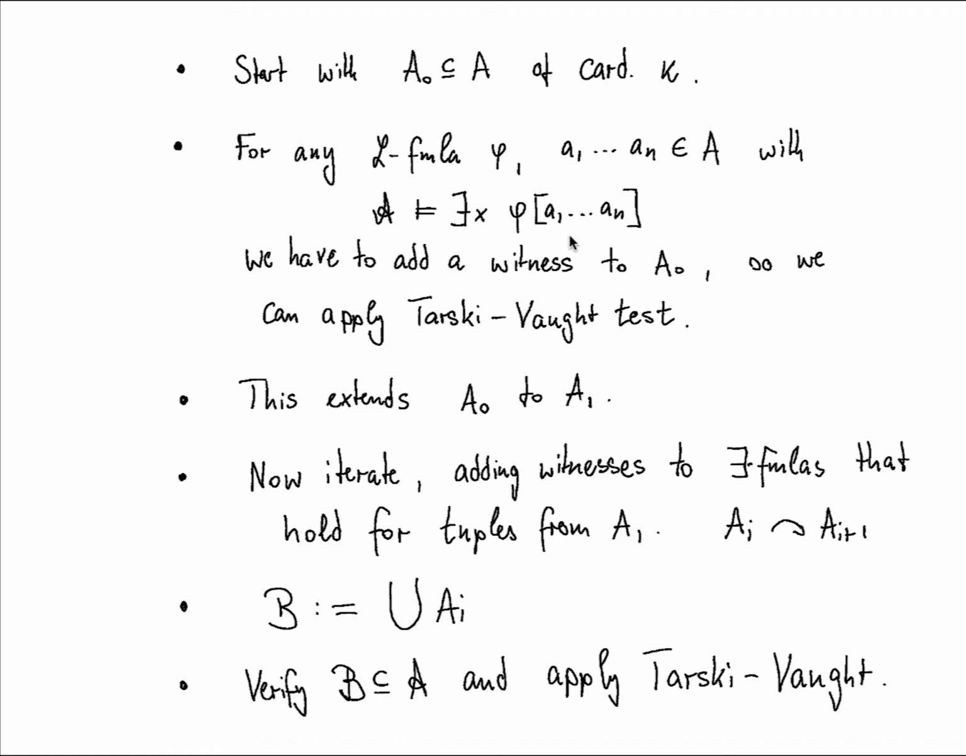That of course adds new elements, for which we can find new formulas of this form, which we can plug into formulas again. So we need to add, again, witnesses to existential formulas that hold for tuples from A1. So we iterate, extending A1 to A2 by adding Tarski-Vaught witnesses, and in general from Ai to Ai+1. We throw all of these together into one big universe B, and we have to verify that this B is not only a subset of the universe of A, but actually a substructure. Then we apply the Tarski-Vaught test to show that it is an elementary substructure.